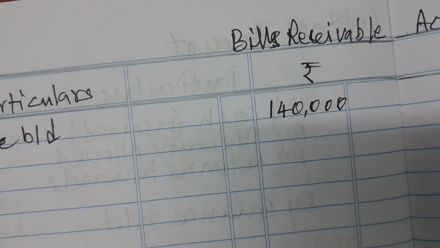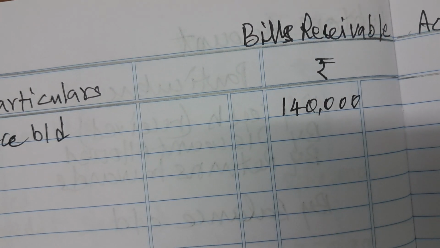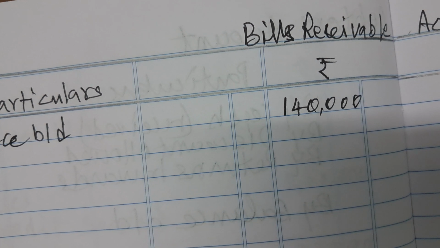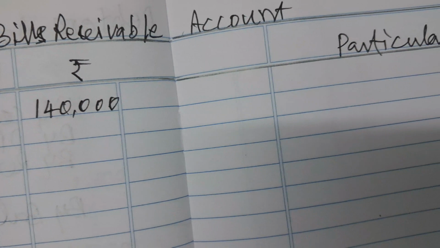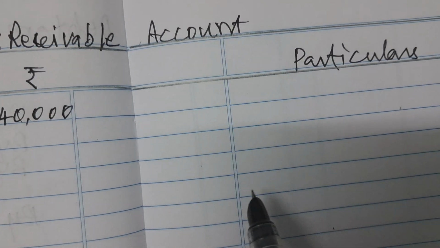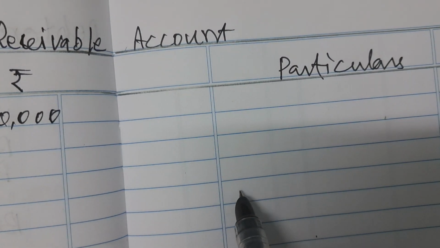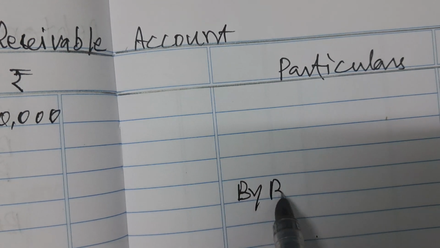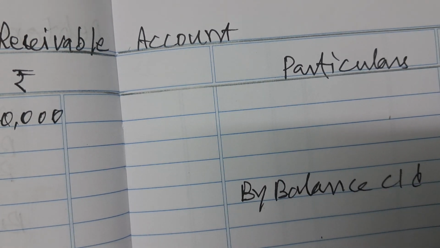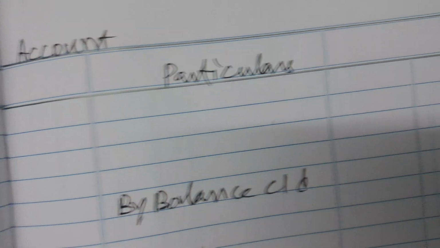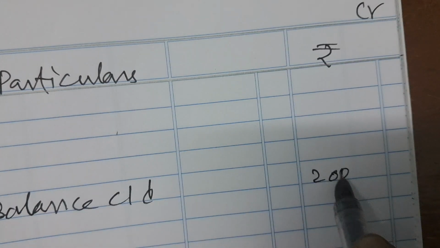The closing balance of the bills receivable should be entered on the credit side. Bills receivable at the end of the year is 2 lakhs. So it will be entered on the credit side: By balance c/d, closing balance, 2 lakhs. Okay.